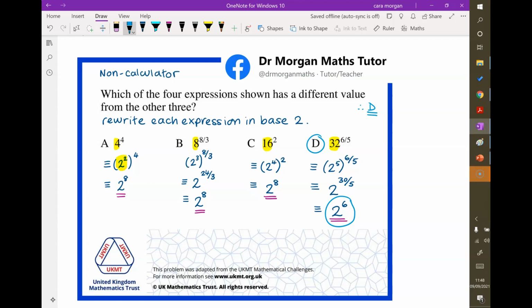So I think that question is really nice for higher level GCSE pupils or anyone that's starting A-level this week.